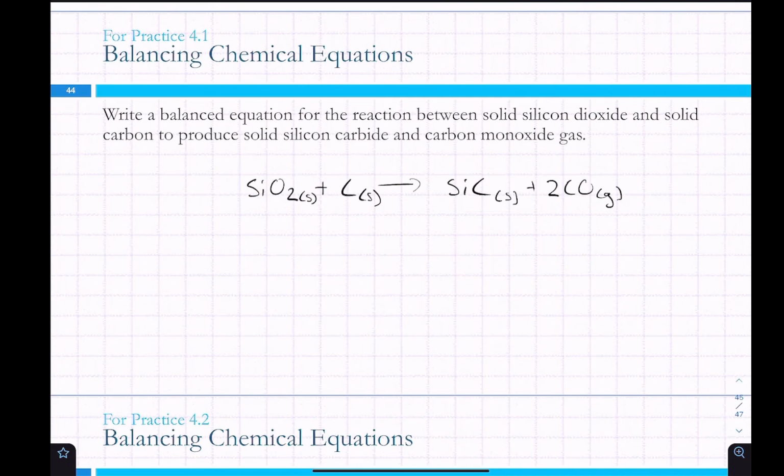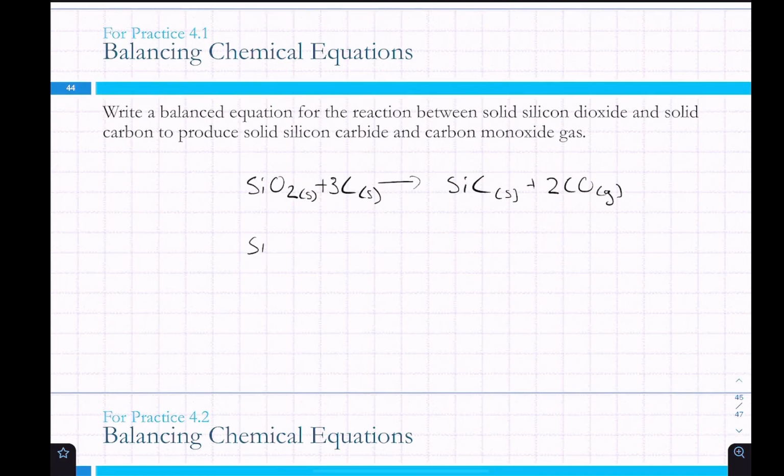So how do I fix the number of carbons? Just a 2? Yeah, 3. So we could have also balanced the carbon first, but the carbon is a free element, and so we want to balance that last anyway. Is it balanced? Yes. So we got silicon, one of those, silicon, one of those, oxygen, 2 of those, carbon is 3, carbon also is 3.